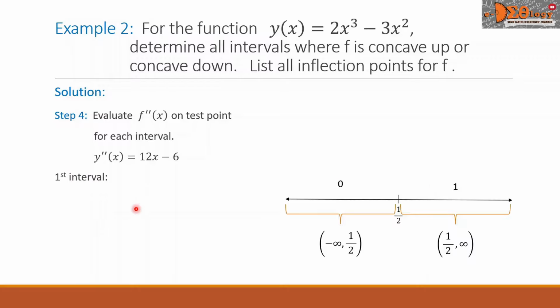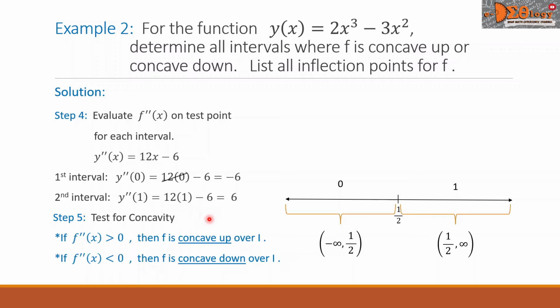So for the first interval, we have y double prime of 0. This is equal to 12 times 0 minus 6. This 12 times 0 is 0, so the answer here is minus 6. For the second interval, the test point is 1. So we have y double prime of 1, and then we have 12 times 1 minus 6. 12 times 1 is 12, minus 6 is 6.